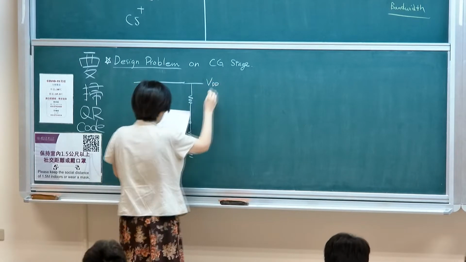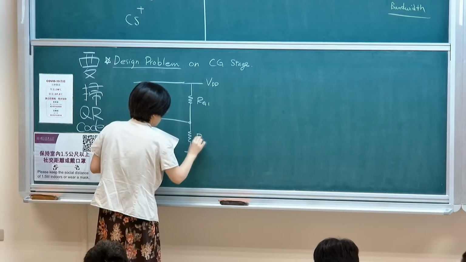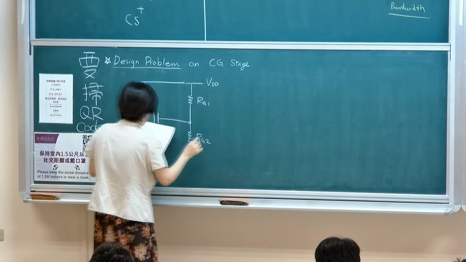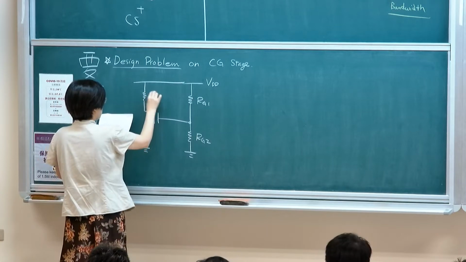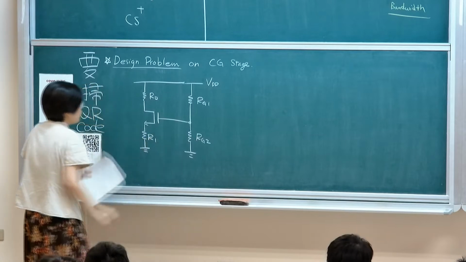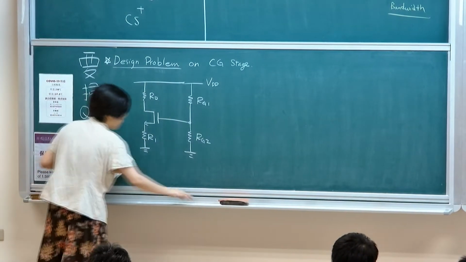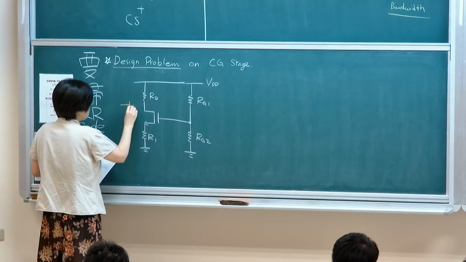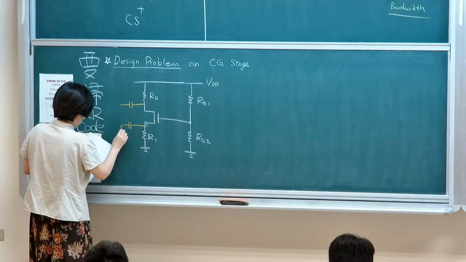Let me just give, this is with a bias. It's biased with a resistive network just to make our life easier. And the input terminal is coupled, so input is coming in here.